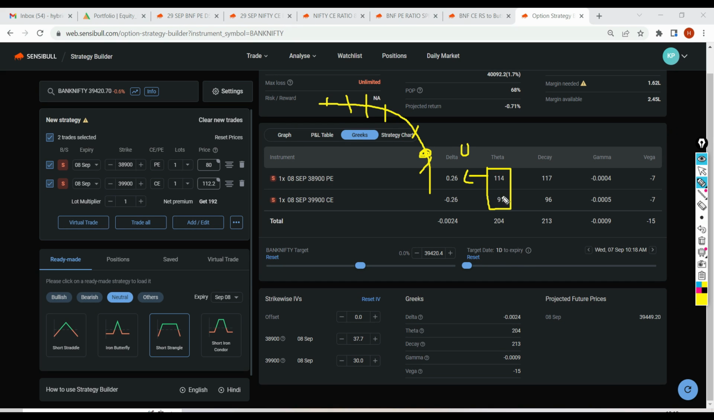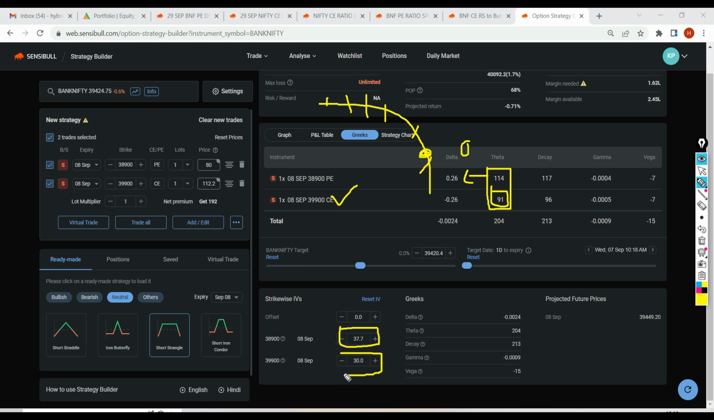So this will be slow in terms of decay compared to this one. This particular strike's decay will be less when compared to 38,900, because the theta of 38,900 is more. So this will go towards zero at a faster speed than this one, because what did I say? The IV of this strike is more.